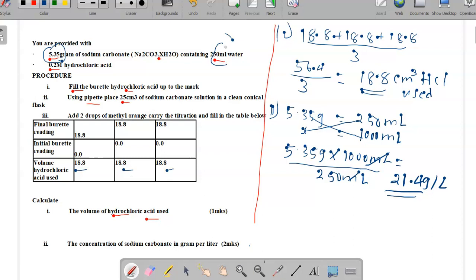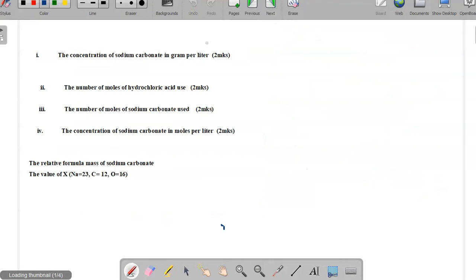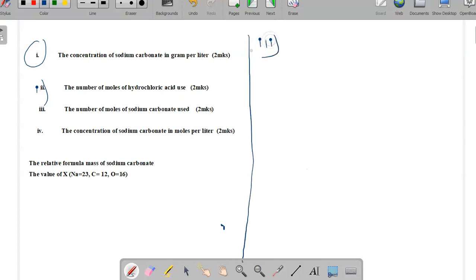We have other questions. Question Roman 3 is on our next page. This is Roman 2, which we have done: concentration of sodium carbonate in gram per liter. Question Roman 3, it's this one: the number of moles of hydrochloric acid used.